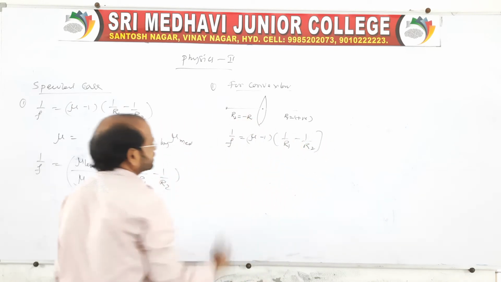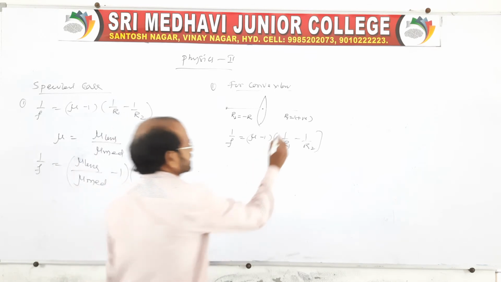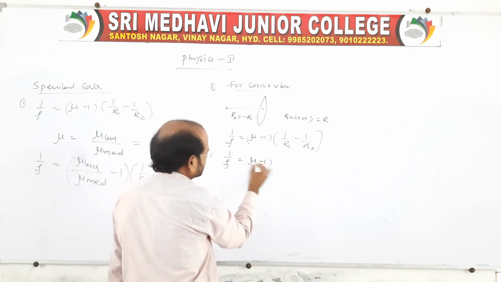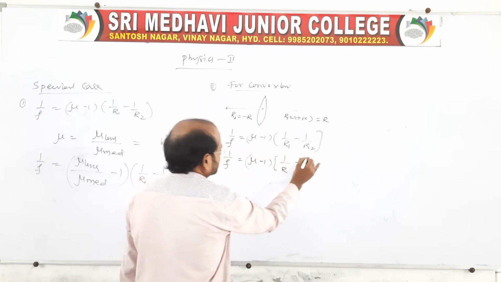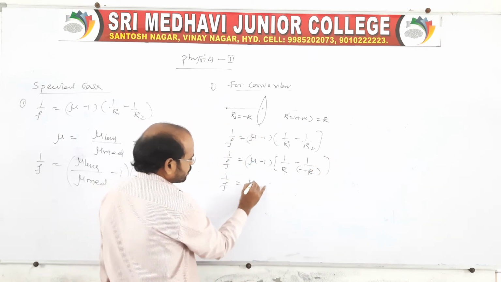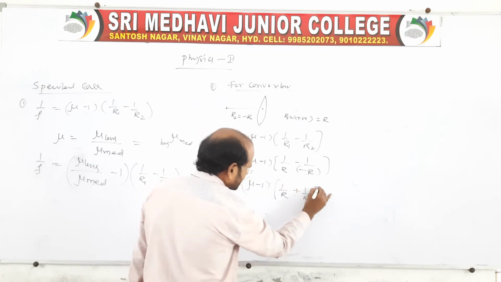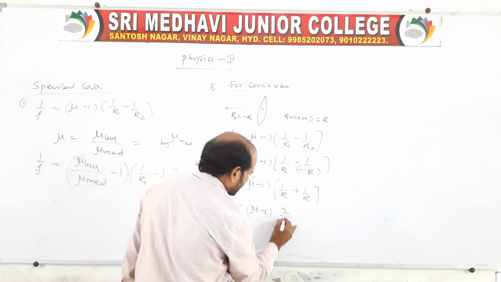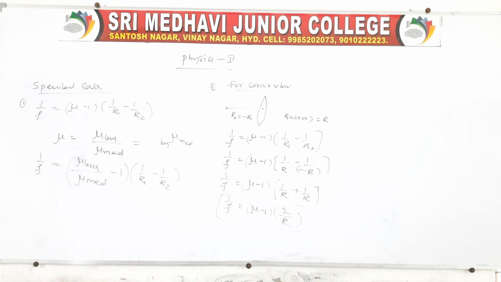Now you substitute this information in the given convex lens, because we know the radii of curvature. Then you substitute mu minus 1 into 1 by R, which is positive, but R2 becomes minus. 1 by f is equal to mu minus 1 into 1 by R plus 1 by R, because minus of minus becomes plus. 1 by f is equal to mu minus 1 into 2 by R. So this is the focal length in case a convex lens is given.